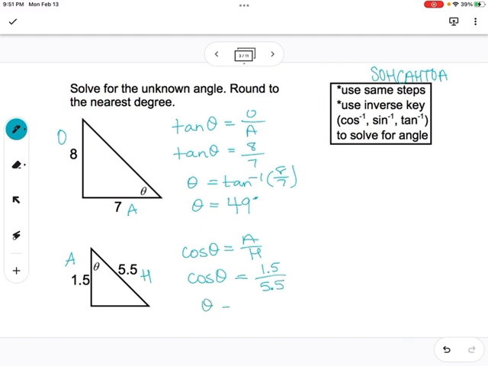Getting theta by itself, we'll have cosine, the inverse, 1.5 over 5.5. In my calculator, I'm putting 1.5 divided by 5.5 equals, and second cos inverse, getting 74.1. The 0.1 means I'm leaving it the same, so 74 degrees.